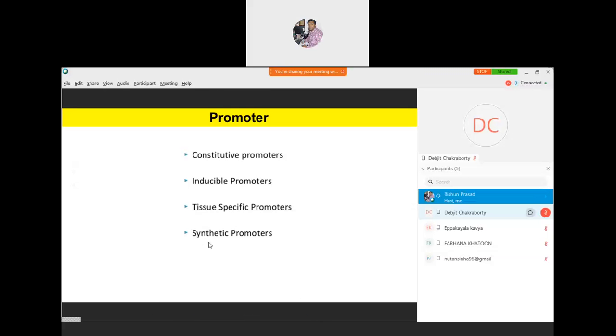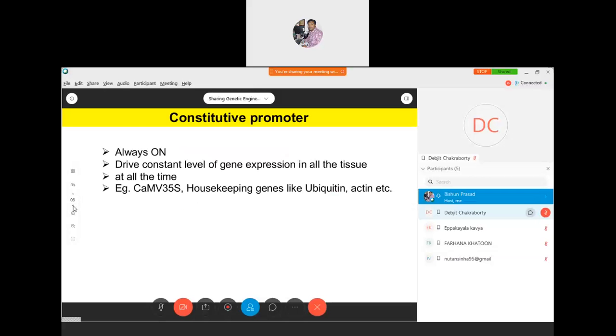So we'll see one by one what are the different examples of this, and we'll see how we can use it for our genetic transformation process. The first one is constitutive promoters.